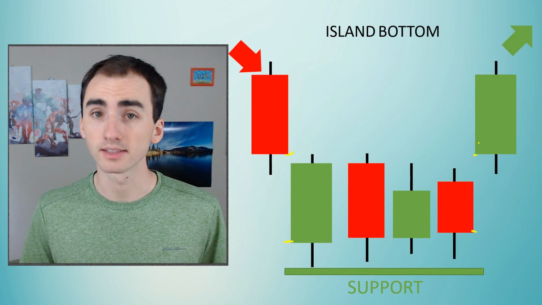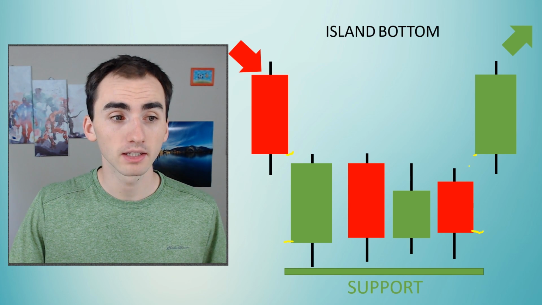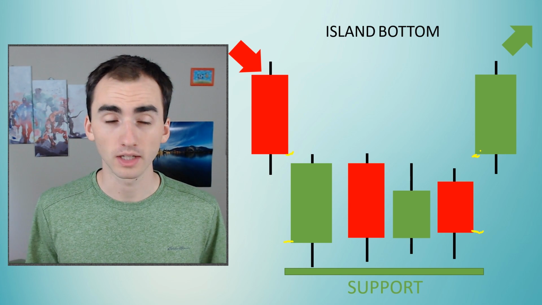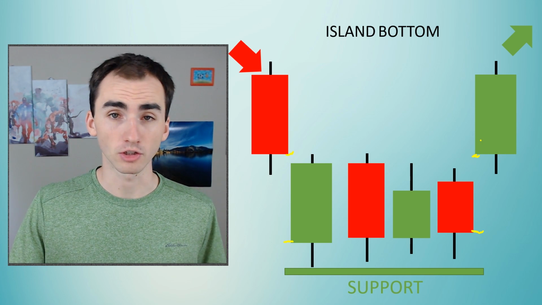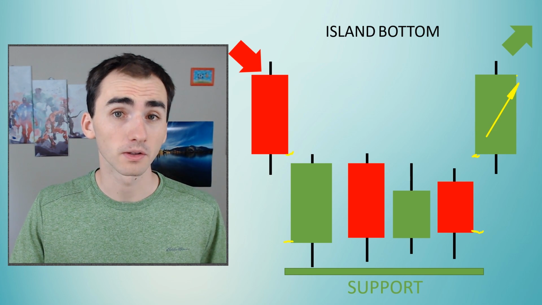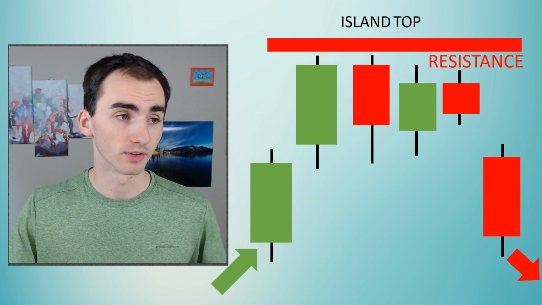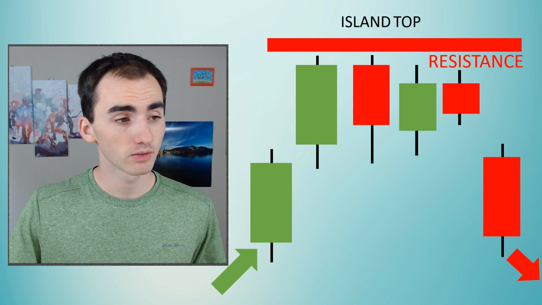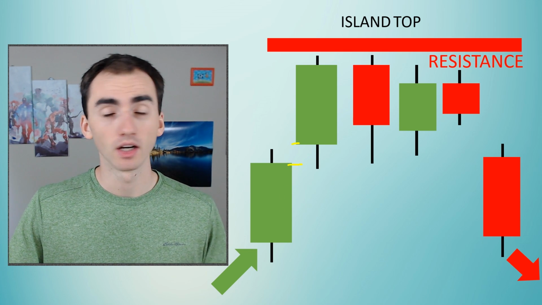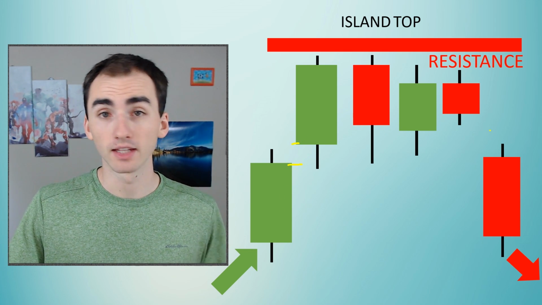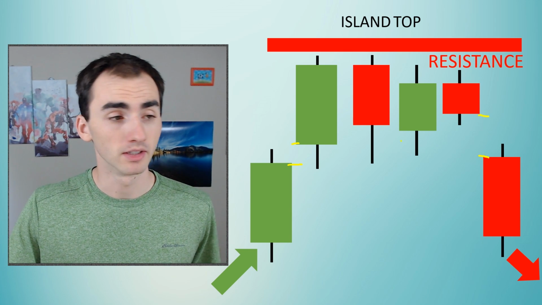It's more trending sideways. And then when you get this gap up right here to this reversal candle, that really signals that the new trend is going to start, and this stock is going to start going upwards. For the island top, we just have it in the reverse. We have that resistance level. We have this bullish candle with this gap into our resistance zone, and then we have a few days of chop, and then that gap down.